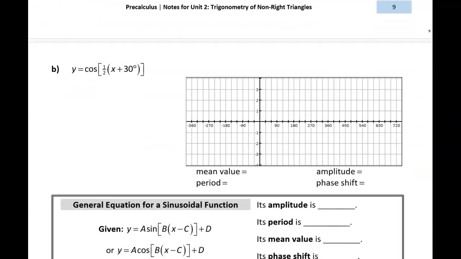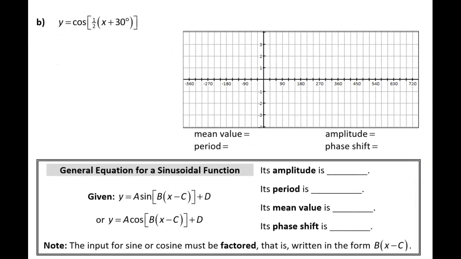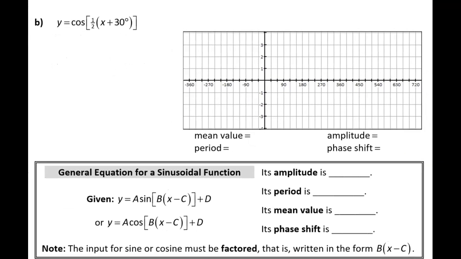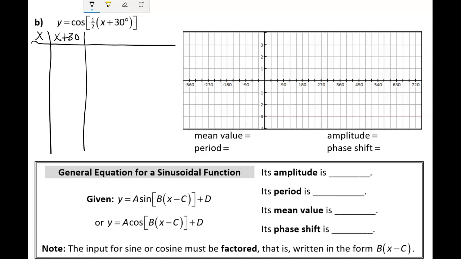All right, let's try another one with table of values, and then we're going to try to find a way to graph these with a little bit of a shorter method. Okay, this one's a cosine, so let's create a table of values. We've got to plug in our x values, and then order of operations would say, hey, let's add 30 first, because that's the innermost parentheses, and then let's multiply that by 1/2. And finally, let's take the cosine of that.